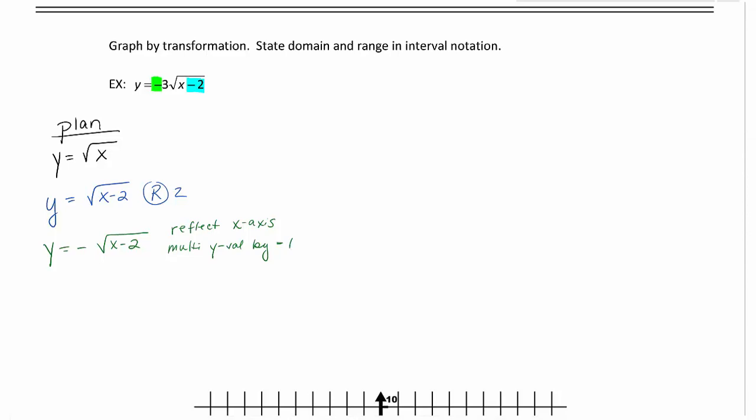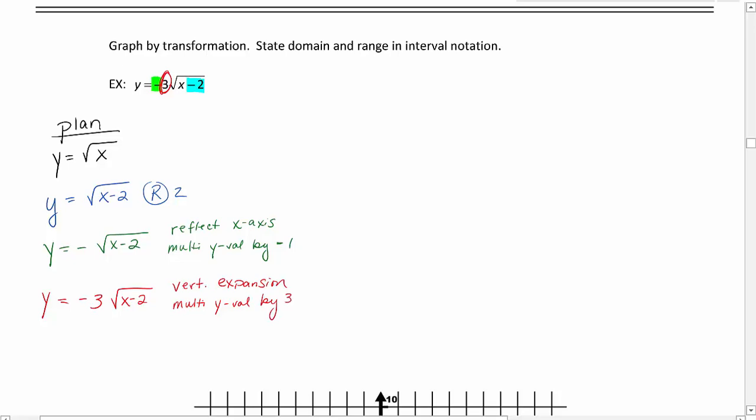The next transformation we're looking for is a vertical expansion or contraction. We recognize that that transformation is going to occur when we have multiplication by a number outside of the function. And in this example, we have that. There's 3 on the outside. Multiplication by a 3 on the outside. Since that 3 is greater than 1, this is going to be a vertical expansion. And we are going to multiply all of the y values by 3.